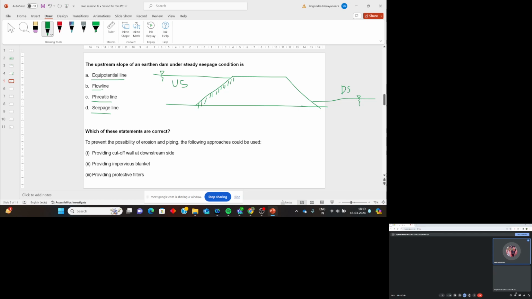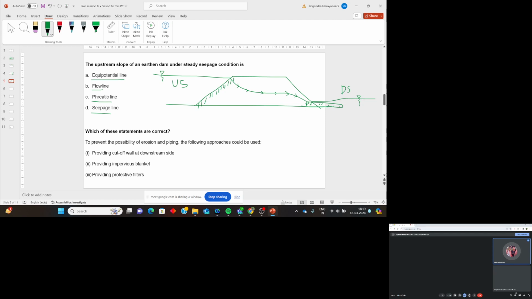You can revisit this once. See, now you just draw the phreatic line here. It will be like this. Okay, you have a filter here. It will be like this, right? Are you able to remember or not? Yes, sir. So this is the flow line. Okay, sir. Now how is this flow line?